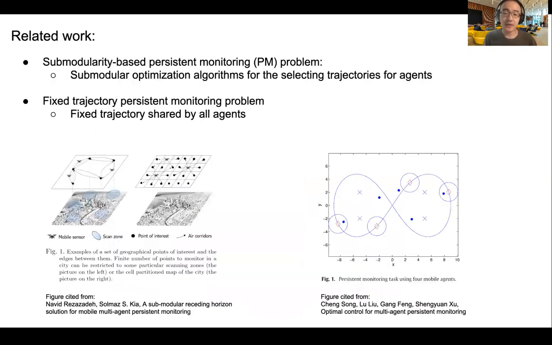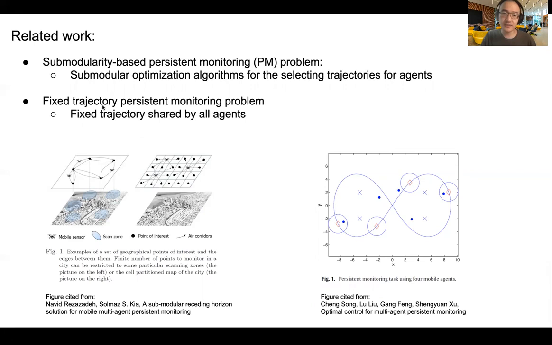There is some existing work on the persistent monitoring (PM) problem. The first direction is the submodularity-based PM problem. On the left, you can see that they represent the environment as a graph, and they use submodular optimization algorithms for selecting trajectories for the agents in order to do the persistent monitoring.